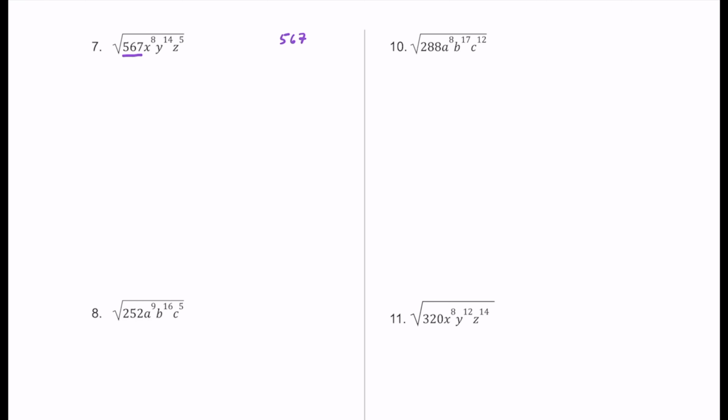5 plus 6 is 11, plus 7 is 18. So 18 is a multiple of 9, so we can divide this by 9. If we divide this by 9, I believe that is going to be 63. 63 is more manageable. We can say 7 times 9. And then 9 can break into 3 times 3. All right, so we can see our prime factors here are going to be 3, 3, 7, 3, and 3.